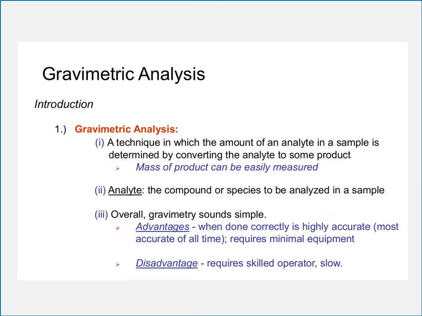Gravimetric analysis introduction. It is a technique in which the amount of analyte in a sample is determined by converting the analyte to some product. The mass of the product can be easily measured. The analyte is the compound or the species to be analyzed in a sample. Overall, gravimetric analysis sounds simple. The advantages of gravimetric analysis when done correctly are that it is highly accurate, the most accurate of all, and requires minimal equipment. The disadvantage is that it requires a skilled operator and it should be done slowly.